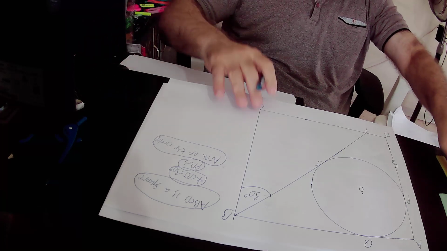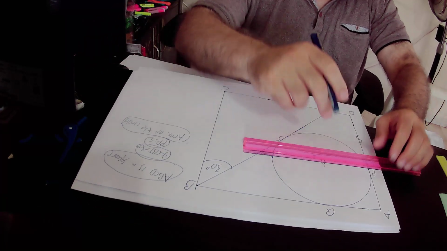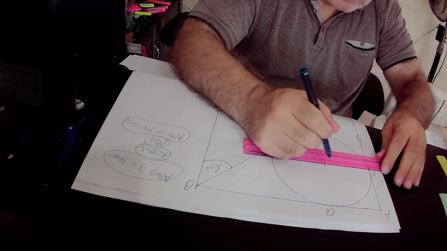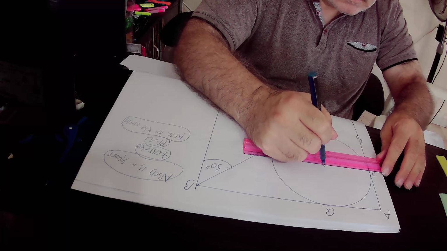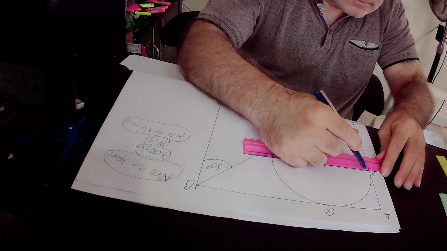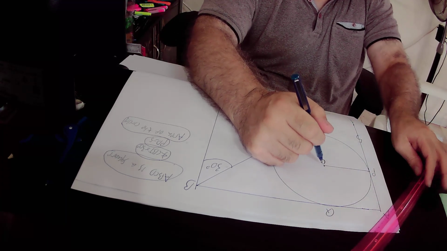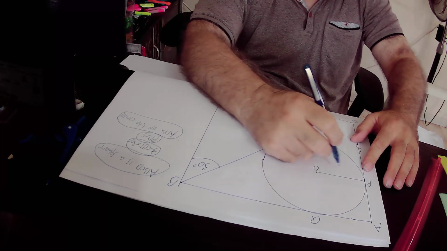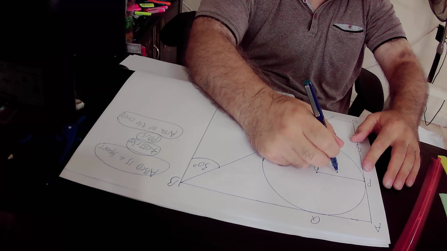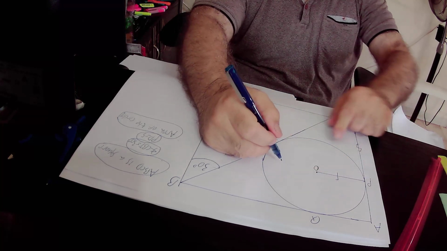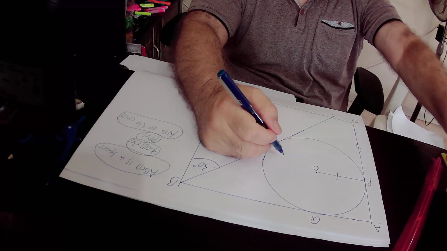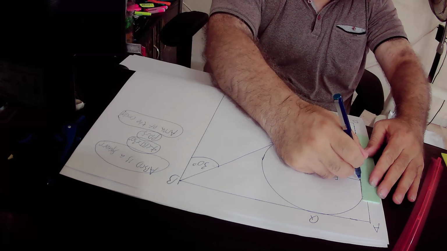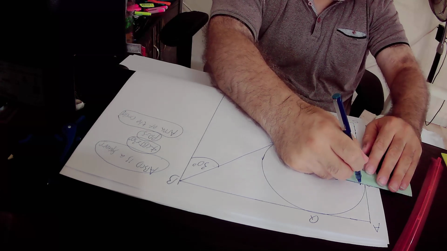We will join points O and P together by a straight line. Point O is the center of the circle, point P is a point on the circle itself, therefore OP is the radius of this circle that we will define as R. We have the radius OP drawn to the point of tangency, therefore according to rule number 1, this angle is equal to 90 degrees.